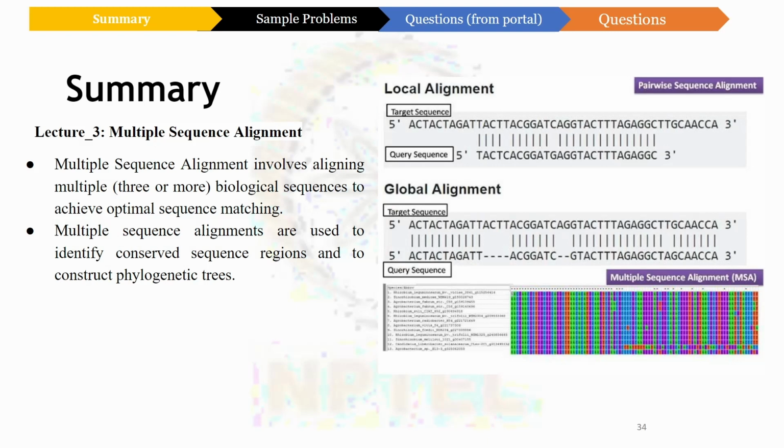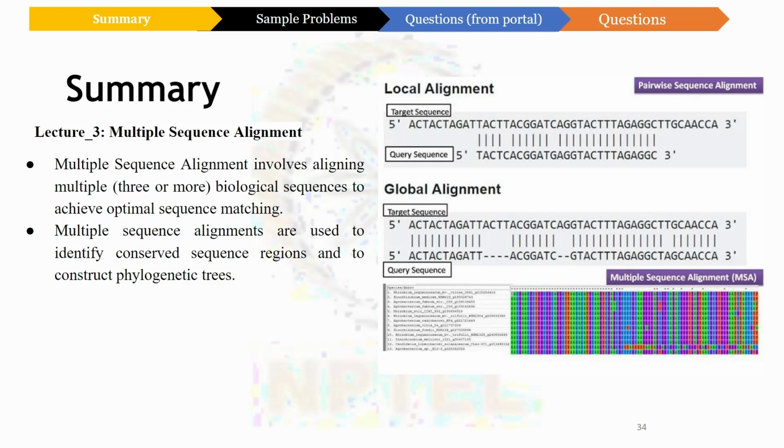So we started with the concept of sequence alignment, and in that we started with pairwise alignment, which is a type of alignment that involves aligning two sequences to identify the optimal pairing of the sequences. This pairwise alignment is based on a scoring system that assigns positive scores to matching characters and negative scores to mismatching characters and gaps. The main objective of pairwise sequence alignment is to obtain the highest possible score, which indicates the degree of similarity between the two sequences.